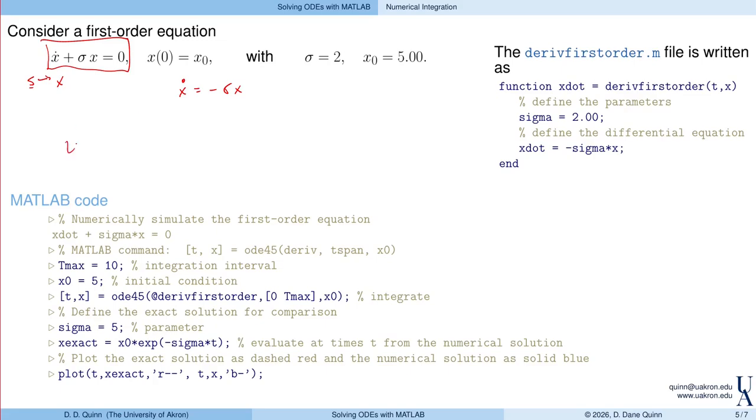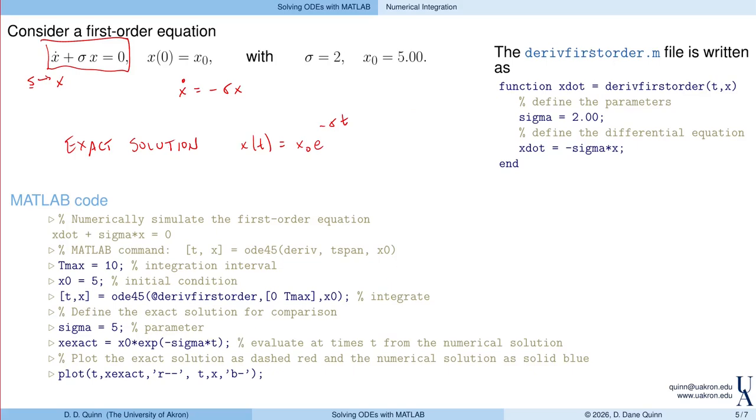Now, I will note that the exact solution here is easily obtainable. So the exact solution is x of t is x0, the initial condition, e to the minus sigma t. So let's actually solve this numerically and compare with the exact solution. And I'll pick sigma equals 2, and the initial displacement is 5.